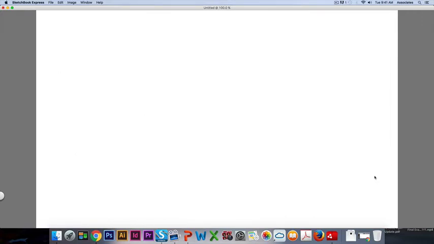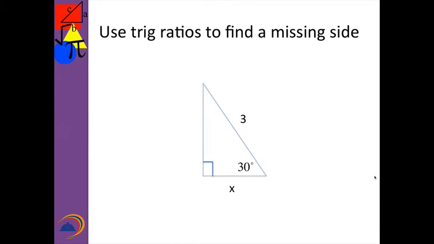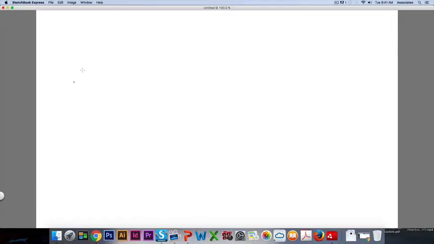Welcome back. Let's go back to our PowerPoint and check to make sure I did everything correctly. Yep, there I showed you the final answers. Nice. All right, so now we're going to use trig ratios to find a missing side. We're going to combine what we know about sine, cosine, and tangent and what we know about solving equations. So let's go to the slate and let's go back and see what my triangle looks like. All right, here, and we have 30 degrees.